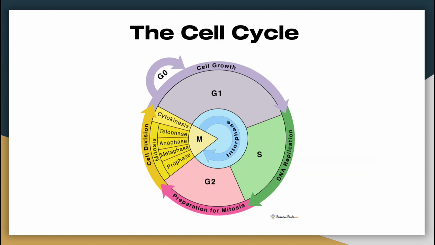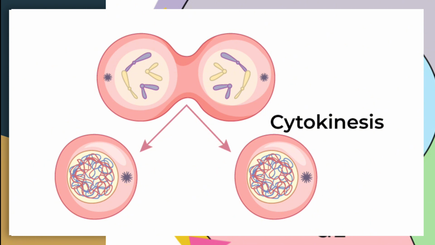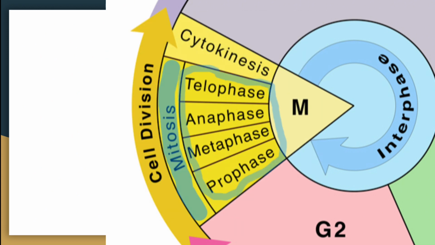Now we move to cell division. This is where things get a little bit confusing. So in cell division, there are 2 subphases, mitosis and cytokinesis. In cytokinesis, the cytoplasm divides, and in mitosis, well, there are subphases in the subphase. To be exact, there are 4 phases of mitosis: prophase, metaphase, anaphase, and telophase.